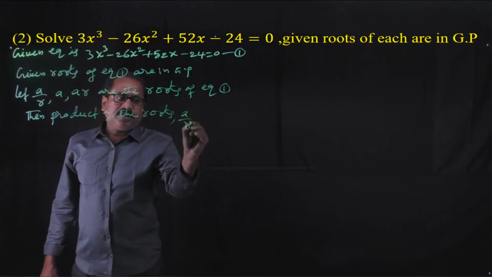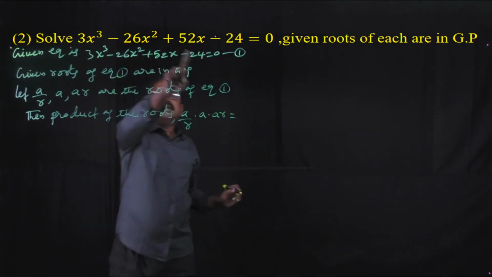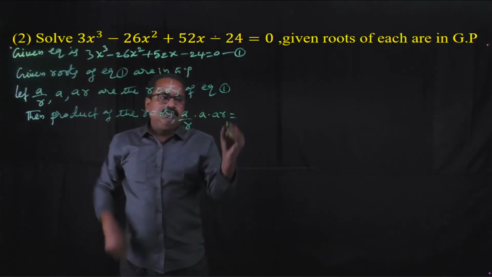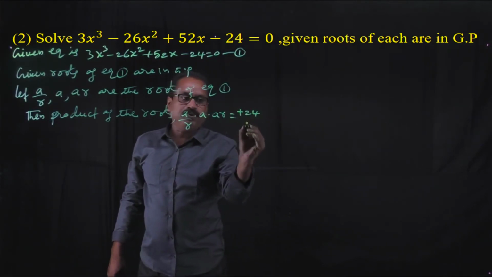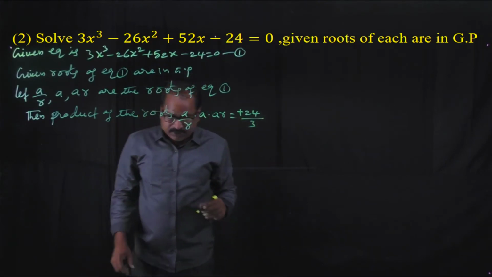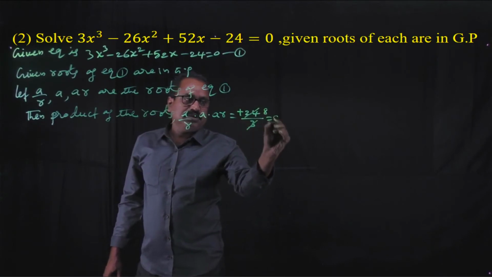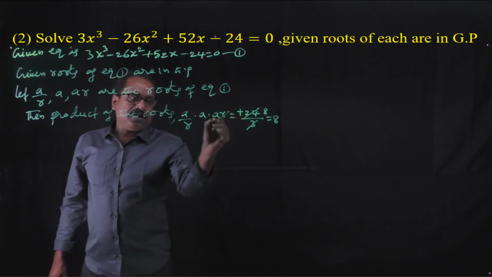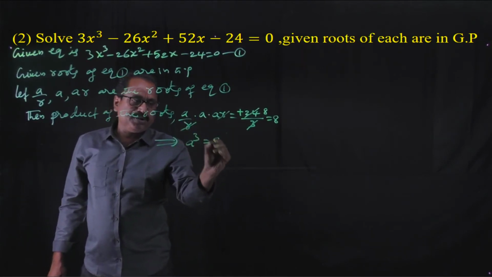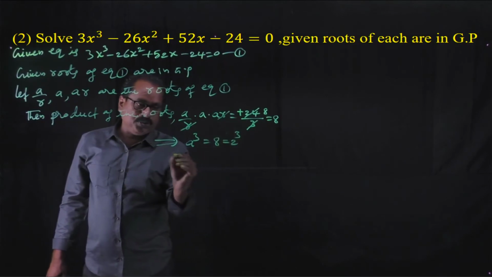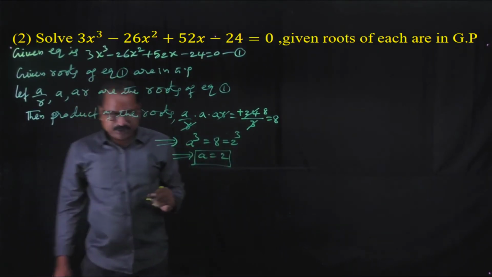a by r into a into ar is equal to minus a3 by a0, that is minus of minus 24 by 3, that is plus 24 by 3, that is 3 eighths, that is equal to 8. Here r gets cancelled. a into a into a, that is a cube is equal to 8, that is equal to 2 cube. This implies a is equal to 2.